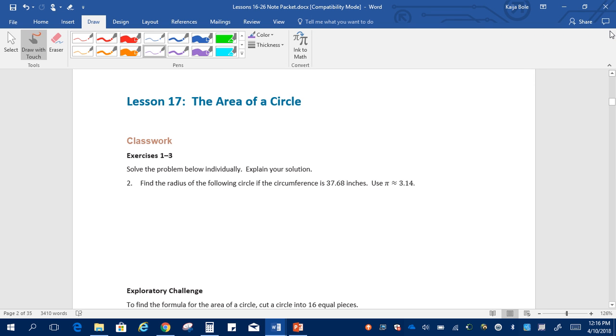Alrighty, here we are in lesson 17, the area of a circle. So we talked about circumference, and now we're going to talk about area of a circle.